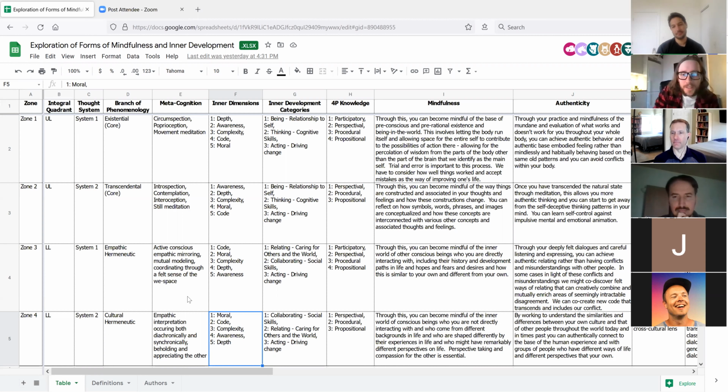Yeah, I noticed that, well, first of all, you have 5 inner dimensions, and you have added morals, ethics, I guess, as a 5th dimension. Then I also noticed there's a pattern here that complexity is always in the middle.